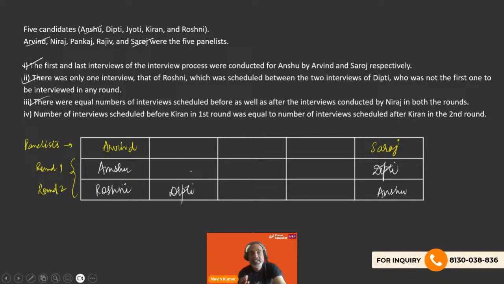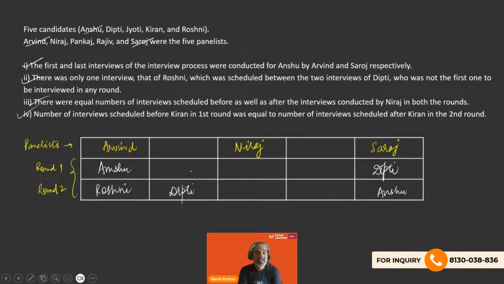Third, there were an equal number of interviews scheduled before as well as after the interviews conducted by Neeraj in both the rounds. It means wherever Neeraj is the interviewer, right? So wherever Neeraj conducts the interview, the number of interviews that are supposed to happen before his and after his is supposed to be the same. Obviously this should happen when Neeraj is going to take the interview in the middle. So this is where Neeraj is, so that there are two interviews before Neeraj and two interviews after his in the first round as well as in the second round.